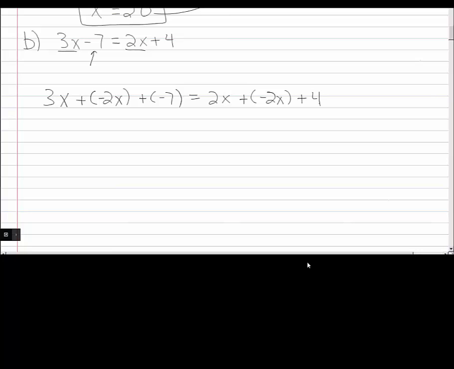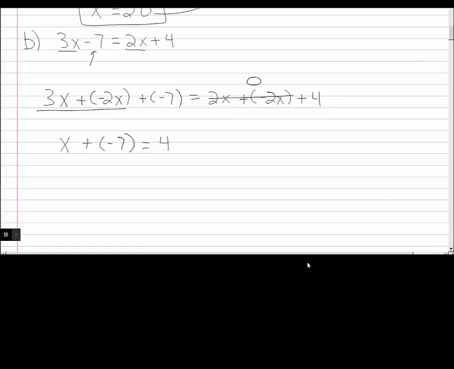Now, what's going to happen is on the right side of this equation, 2x plus negative 2x is 0. So that's gone. So now all your x terms are on the left side over here. So when you simplify the left side, 3x plus negative 2x, well, that's just x, and then plus negative 7, and this is equal to 4.